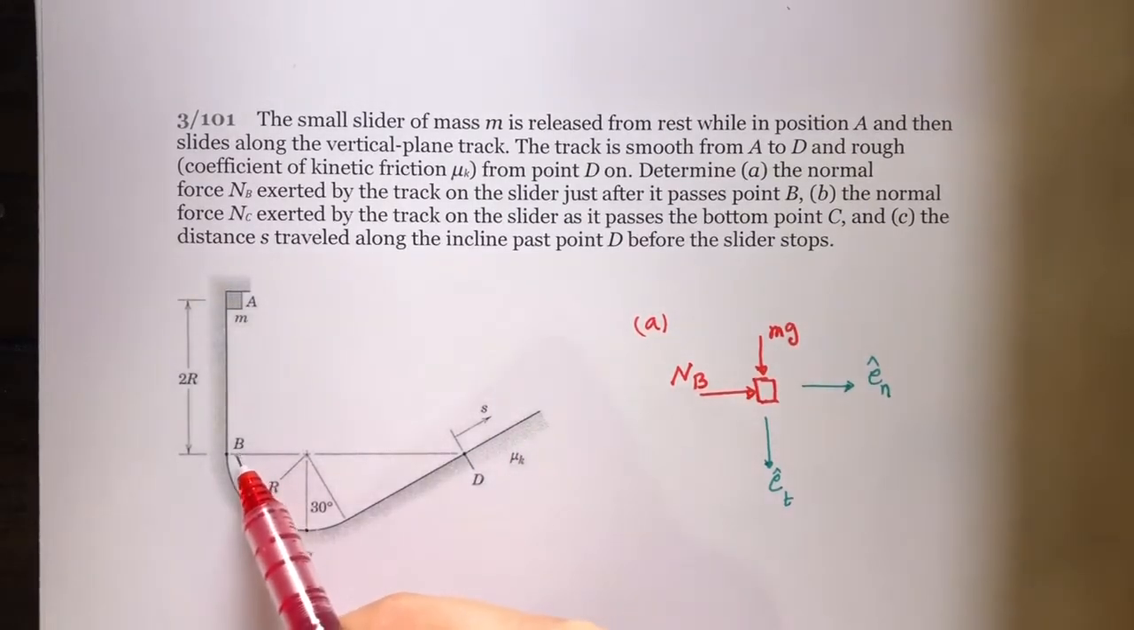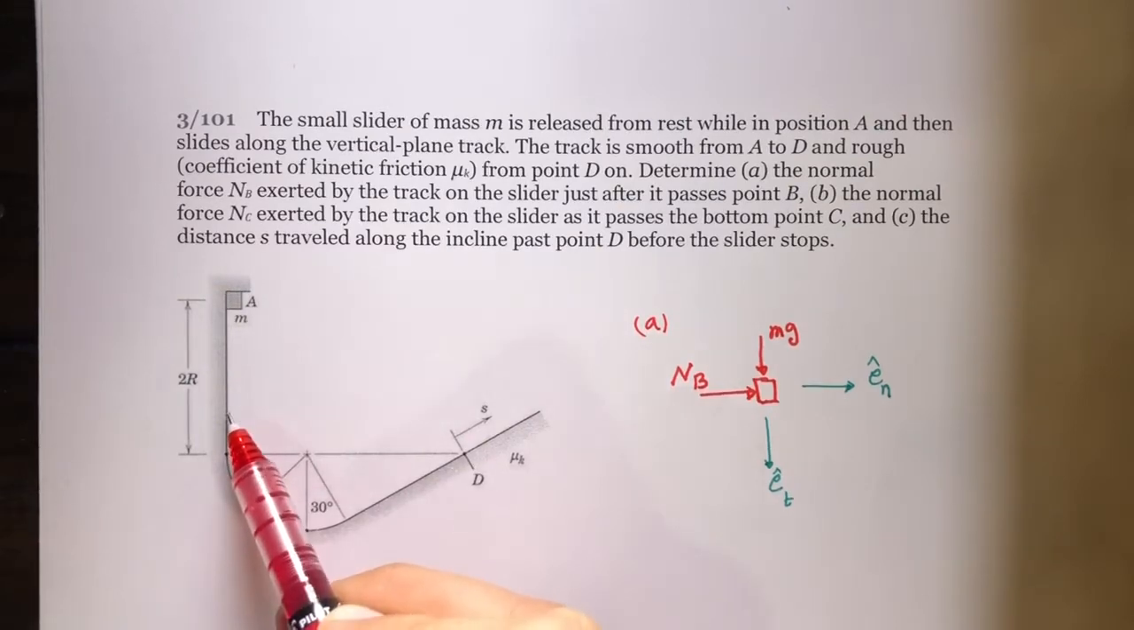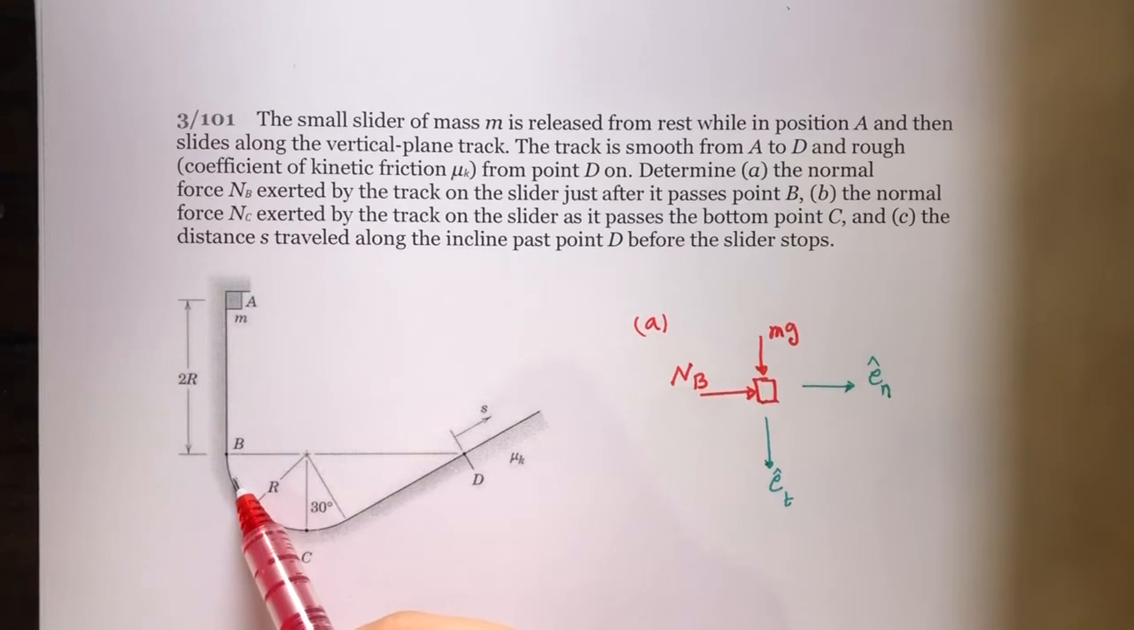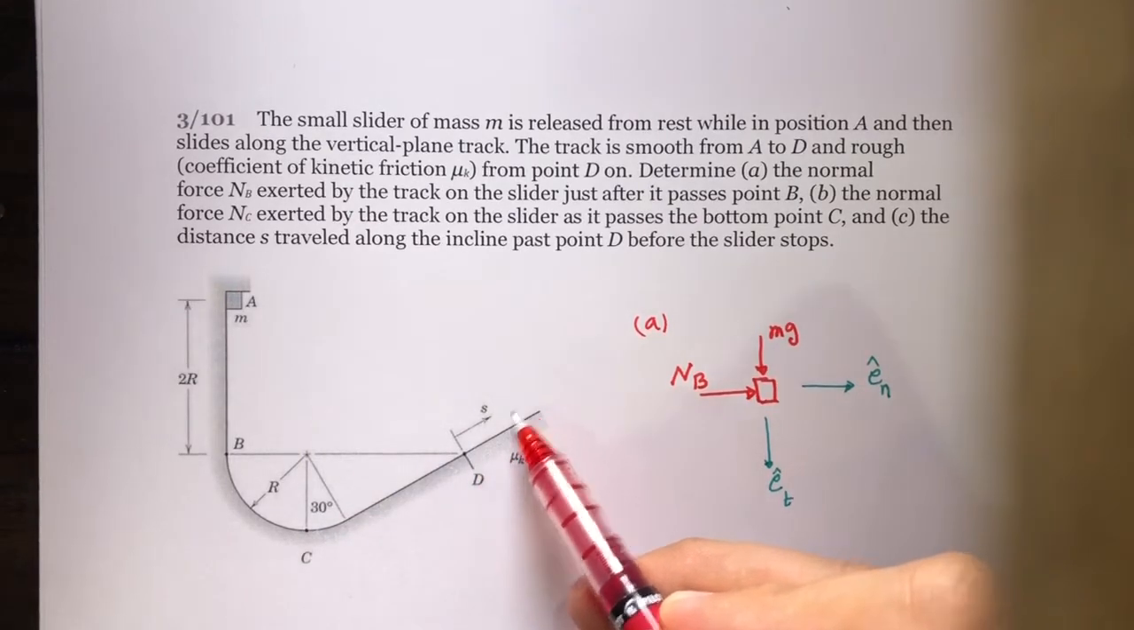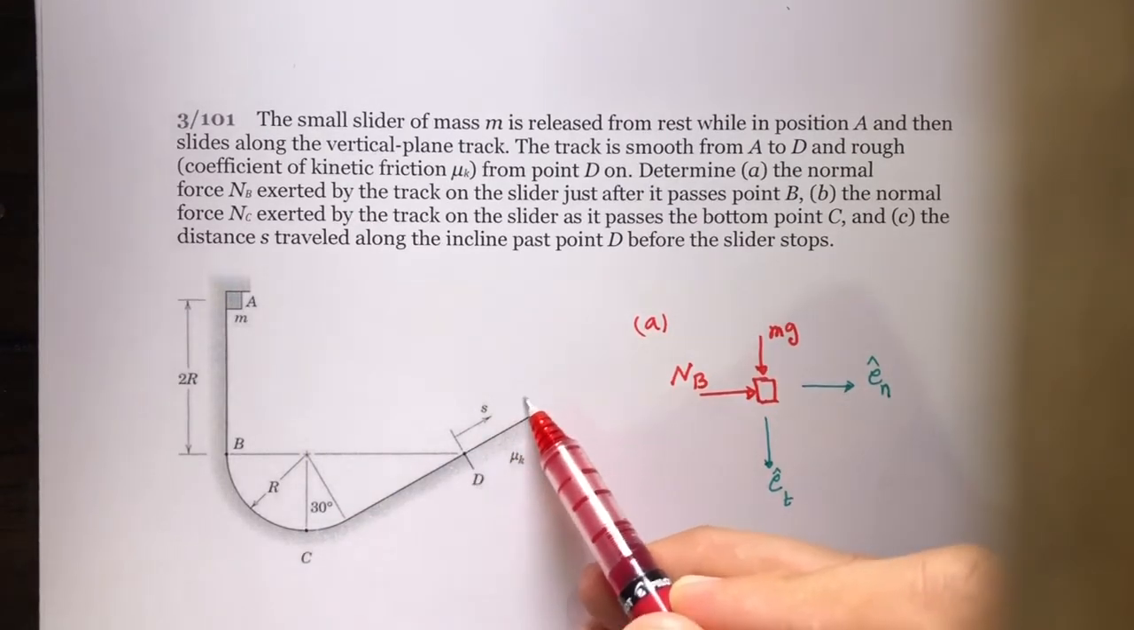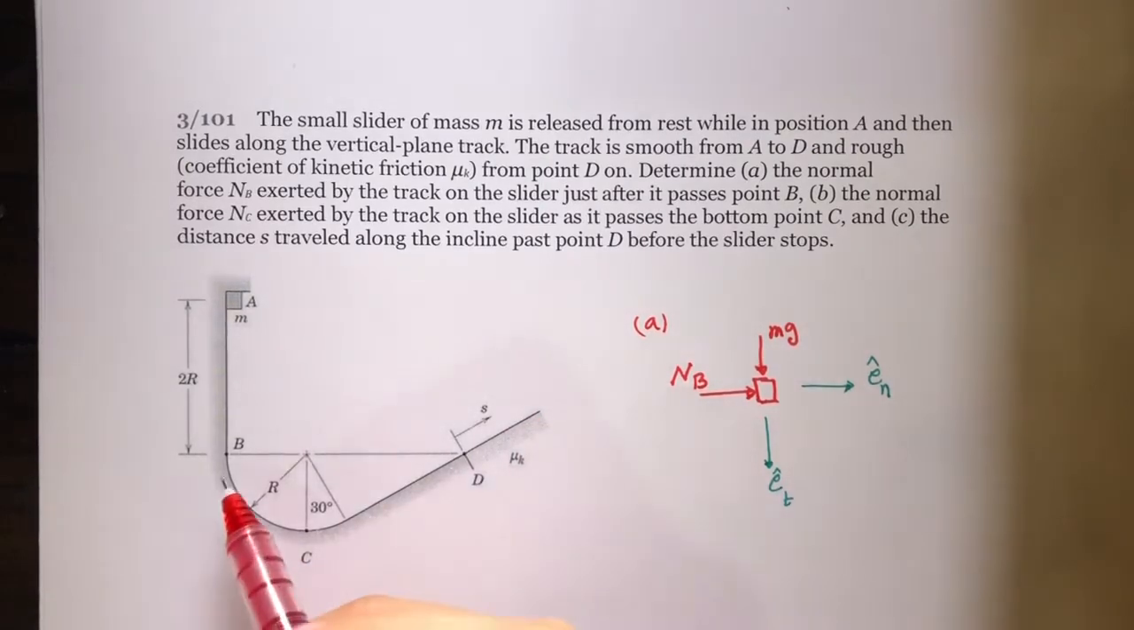And we are supposed to find the reaction force at point B immediately after starting this curve, and also the reaction force at point C, and also finally we need to find how much it's going to go up to stop. So let's start with the first part. What is the reaction force at point B immediately after starting this curve?